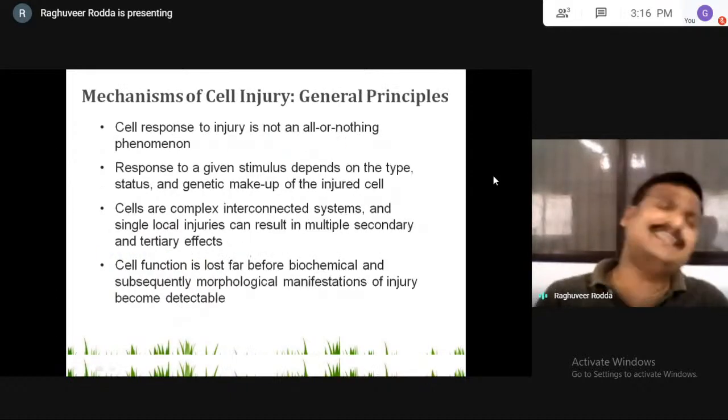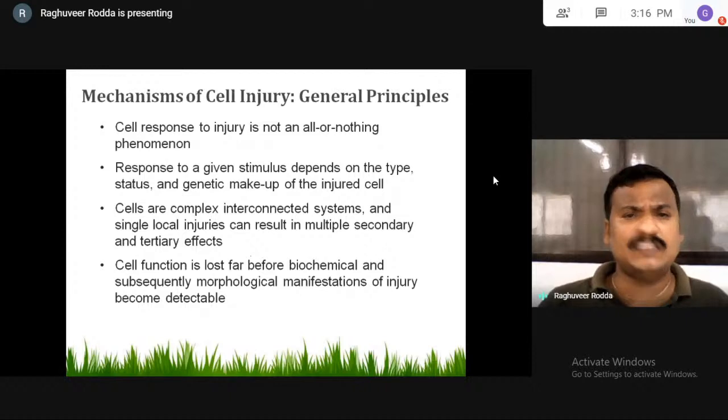Then, what are the basic principles? By what mechanism will the cell injury causing agents produce the injurious conditions?